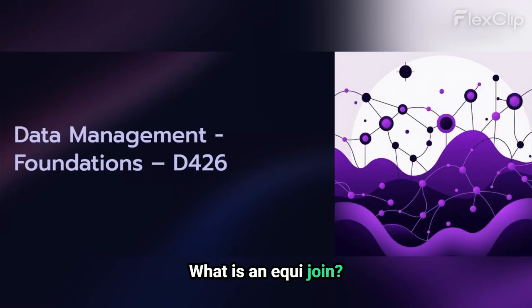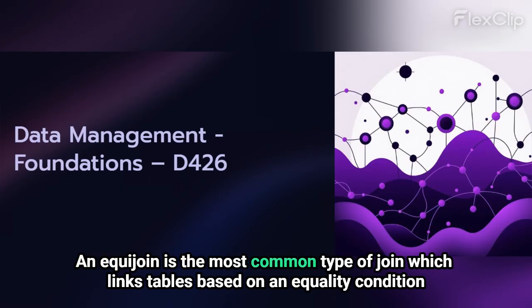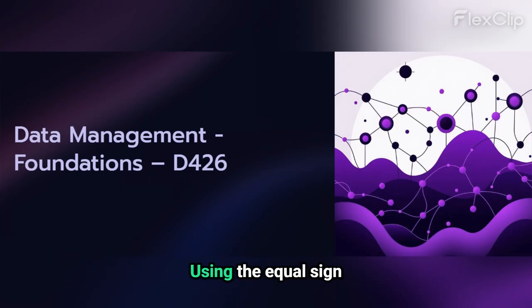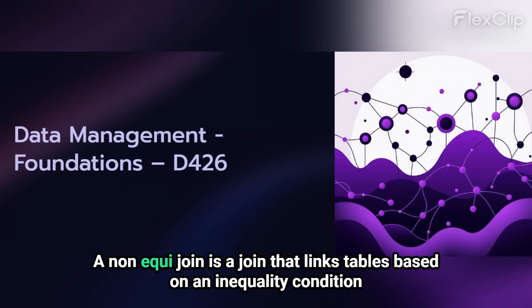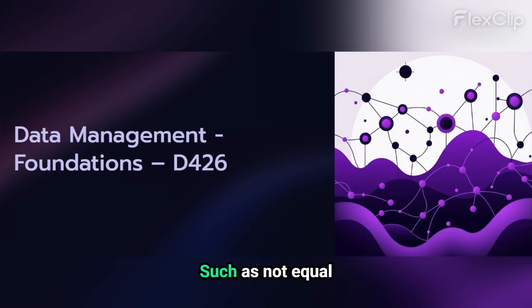What is an equijoin? An equijoin is the most common type of join, which links tables based on an equality condition using the equals sign. What is a non-equijoin? A non-equijoin is a join that links tables based on an inequality condition, such as not equal, less than, or greater than.